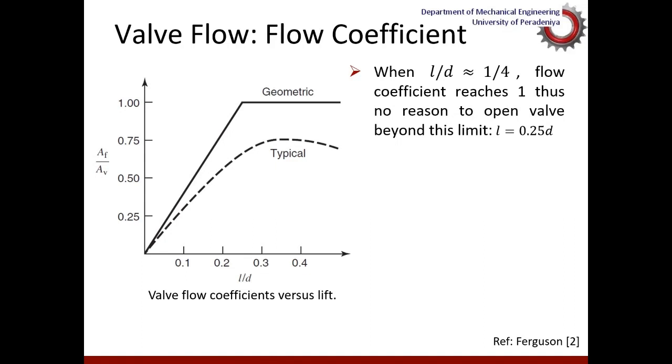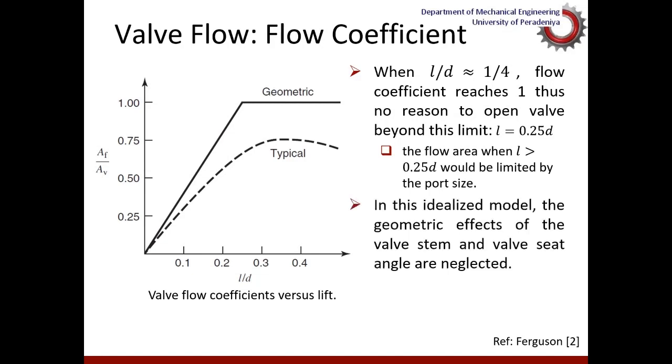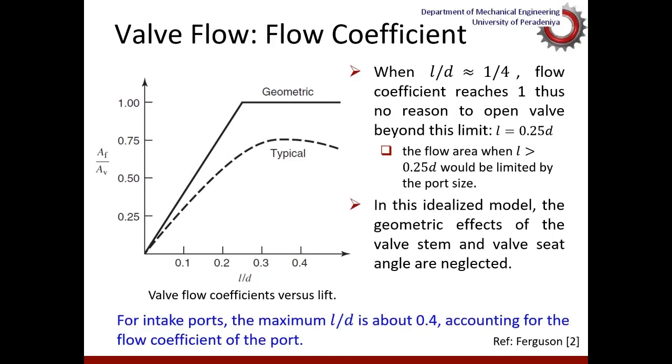That means the flow will not depend on the valve open area anymore. Accordingly, the valve throat area or the dimensions of the upstream flow path would decide the amount of flow. In this idealistic model, we have not considered any geometric effects like the effect of the valve stem and valve seat angle and things like that. Therefore, if you take all these things into account, the maximum value of L over D is about 0.4. So the typical diagram is somewhat related to the real system situation, where you get the maximum value somewhere here.